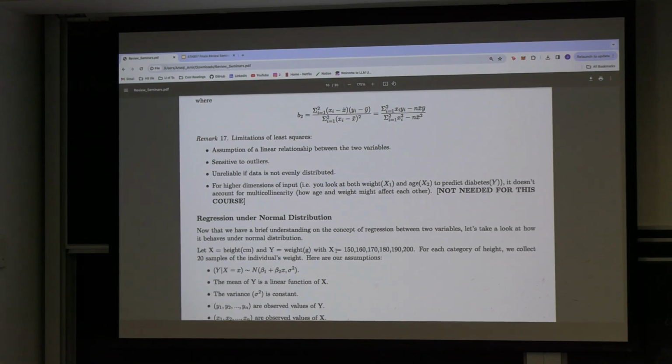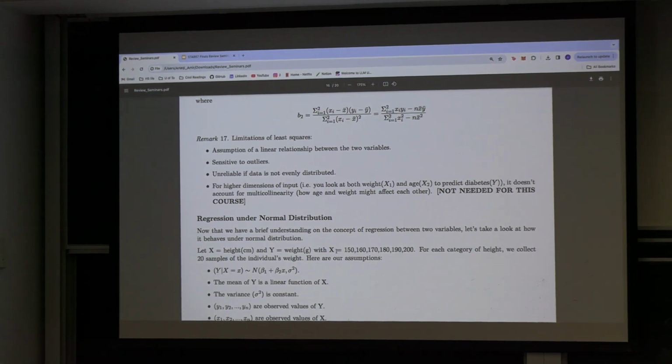Before moving on though, some limitations of the least squares regression is that it assumes a linear relationship between x and y. So imagine your data is actually something like that, right? If you see this, would you fit a line to have a model to best predict the data? Yes or no? You can nod or shake your head. No, exactly. Why? Because it's not a line, right? It's a parabola instead. So if you have a line like that, it's not telling you anything about the data. So least squares regression assumes a linear relationship.